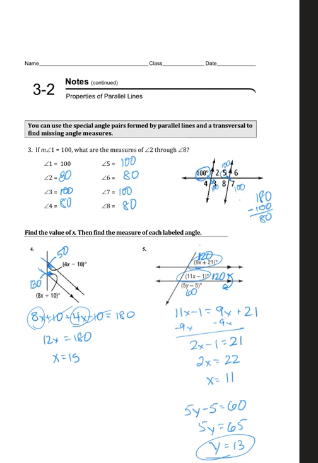So you just have to realize that if they're corresponding, they're congruent. If they're same side, they add up to 180. If they're alternate interior, they're congruent. And if they're alternate exterior, they're congruent. So that's basically all you have to do. They're all equal except for same side, and same side are supplementary.